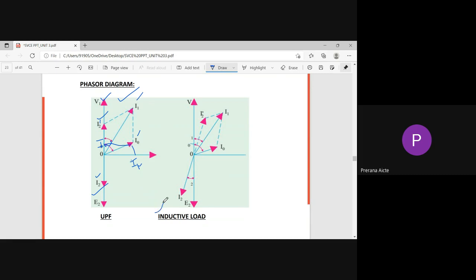If it is an inductive load, then automatically I2 lags V2 by some angle phi 2. In the resistive case both are in phase, so phi 2 is 0. Here phi 2 is nonzero, so I2 lags E2 by phi 2. So I2 is balanced by I2 dash. Then the supply current drawn from the supply, I1, is the vector sum of I0 plus I2 dash.